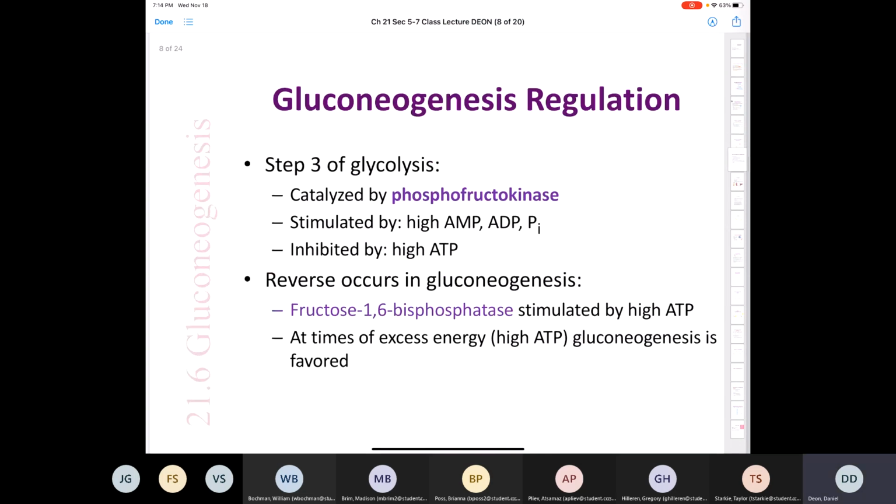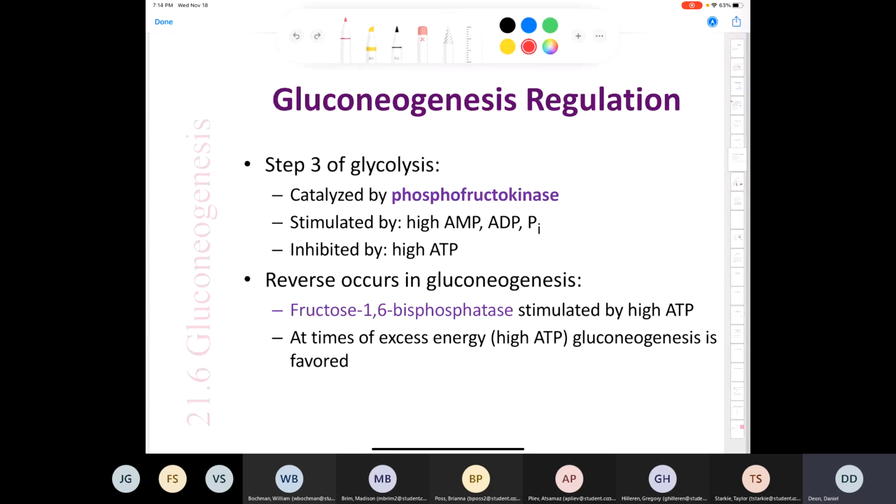So, step 3 of glycolysis was catalyzed by PFK, phosphofructokinase. What's it going to be stimulated by? High amounts of adenosine monophosphate, diphosphate, inorganic phosphate, right? Because that's telling the body we got low energy. What's it going to be inhibited by? High amounts of ATP, right? If we've got a lot of ATP, why would we need step 3 of glycolysis to occur? We don't. Okay. Well, what about in gluconeogenesis?